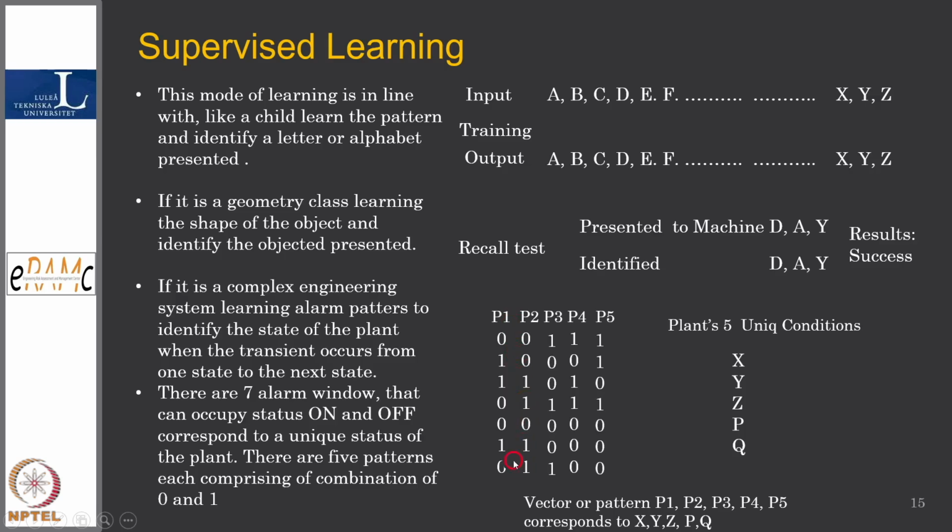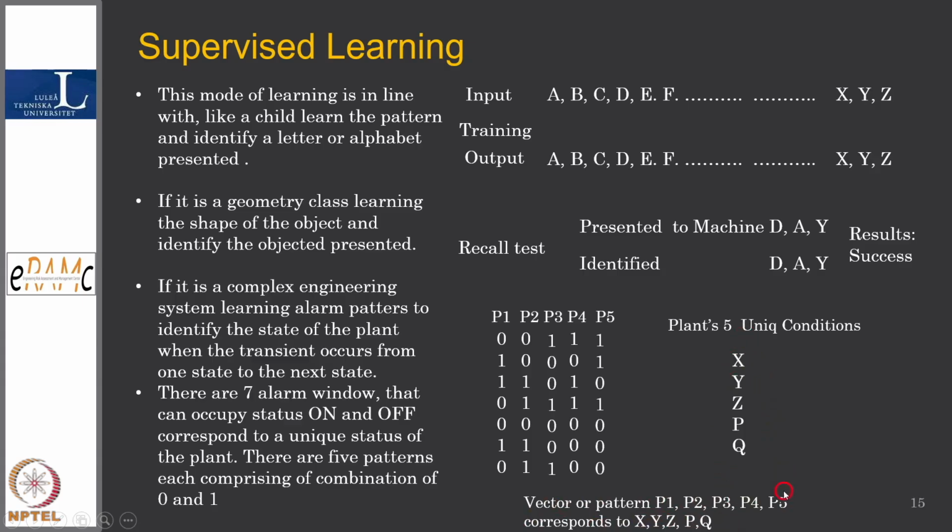There are some alarm windows. 0 is alarm off, 1 is high. So this is one pattern, this is the second pattern, and they are all comprised of 7 windows, 0, 1, 0, and different combinations. Now I have trained my neural network that P1 will be X, P2 will be Y, P3 will be Z, and the next 2 will be P and Q. So if this system comes, we should be able to identify the vector or pattern P1, P2, P3, P4, P5, and the corresponding outputs are X, Y, Z and so on.